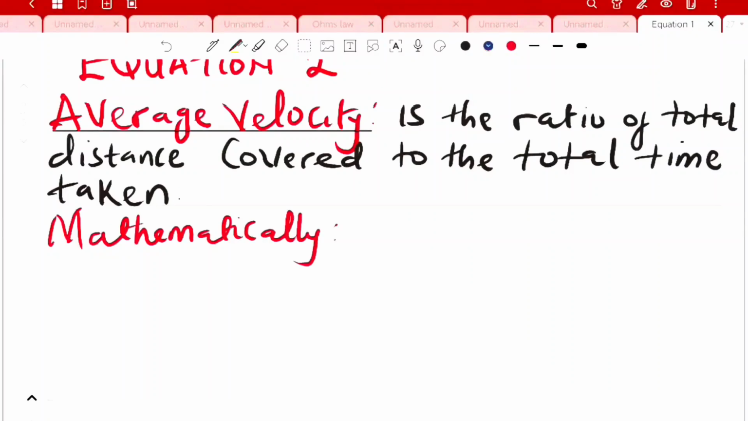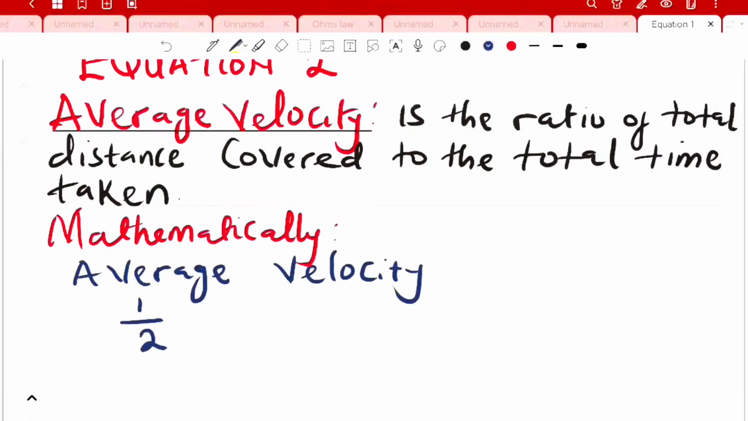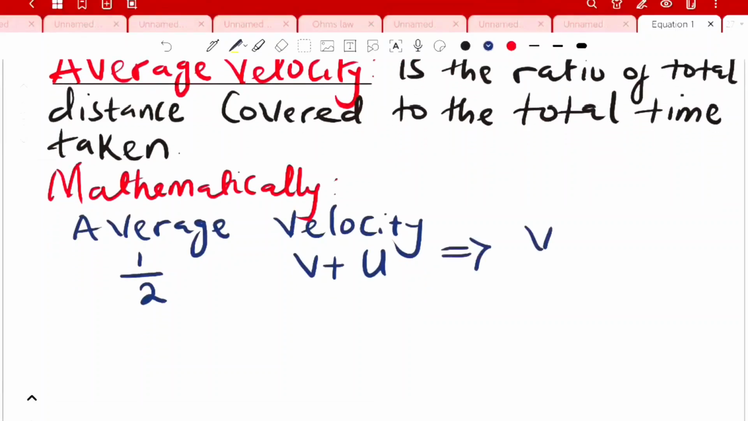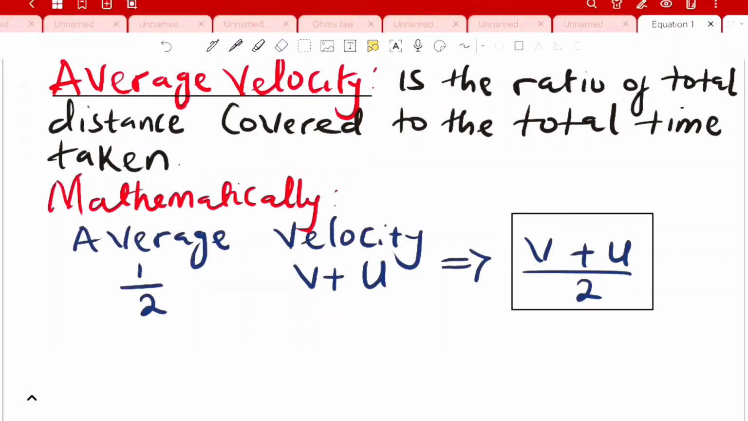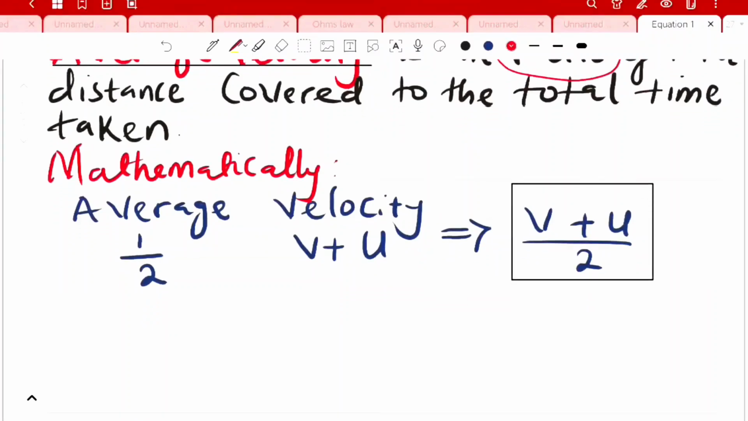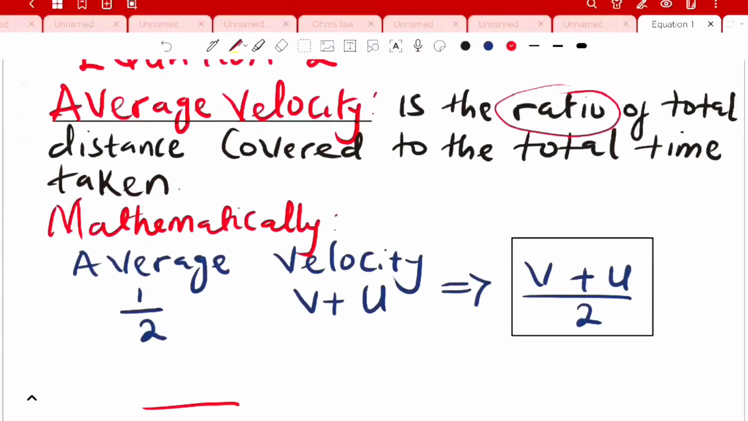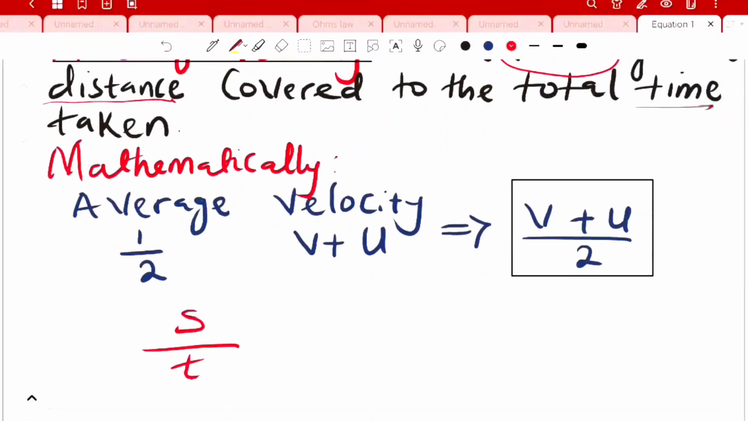So mathematically, if we are going to represent this using symbols, then average velocity means 1 over 2. All right, that is average. Then velocity means v plus u. All right, so that we have v plus u over 2. Can you see the derivation of average velocity? So we're going to use this part. We're going to connect it to this definition in black color. So the ratio there simply means division sign. All right, distance means s, and then time means t. Can you see the combination? This is how you are going to derive this formula without stress.